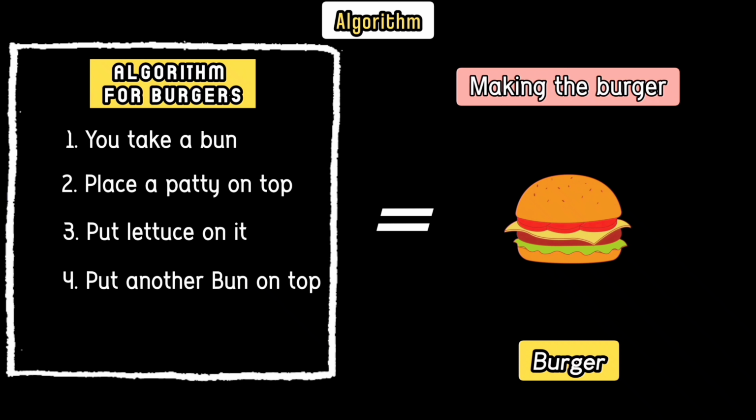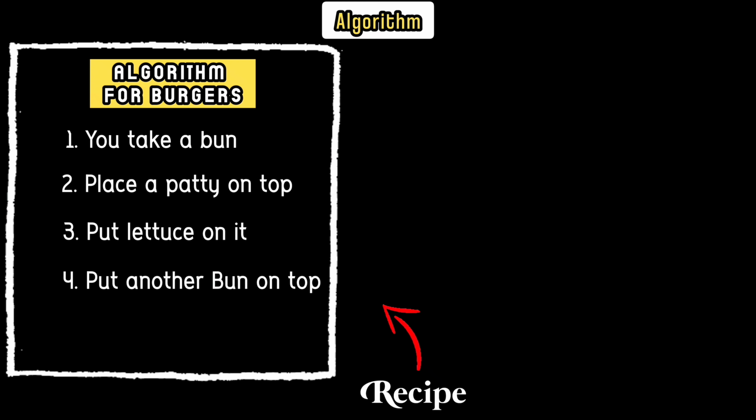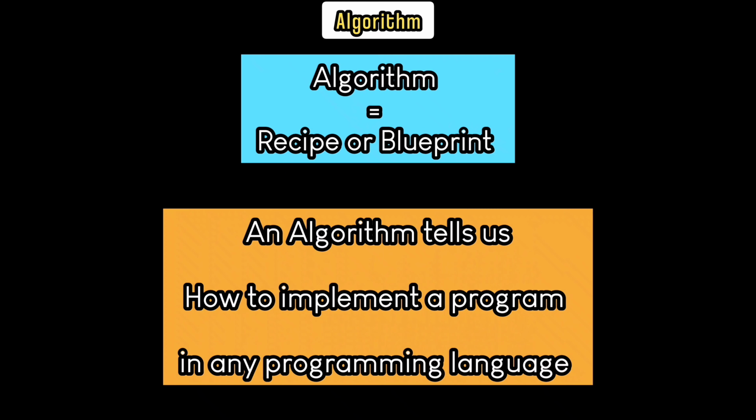Note, when you started making the burger, you knew exactly what to do and when to do it. In other words, you followed a recipe. So an algorithm is just like a recipe or a blueprint for a program. It tells us how to implement a program in any programming language.